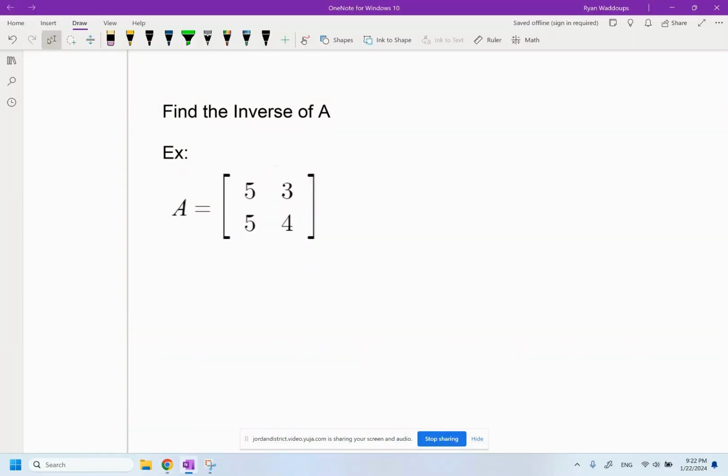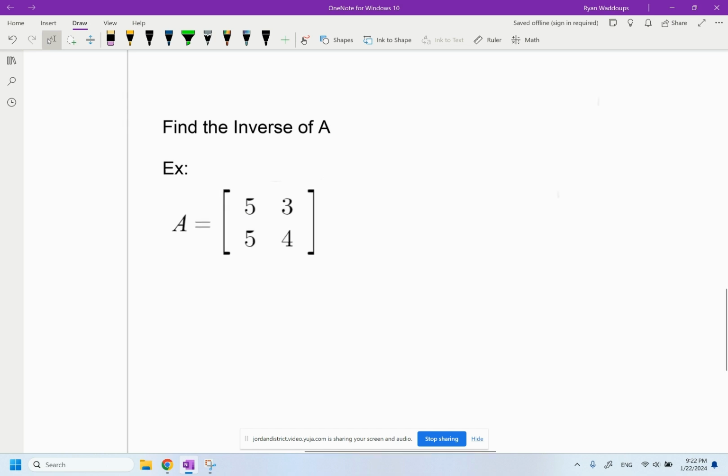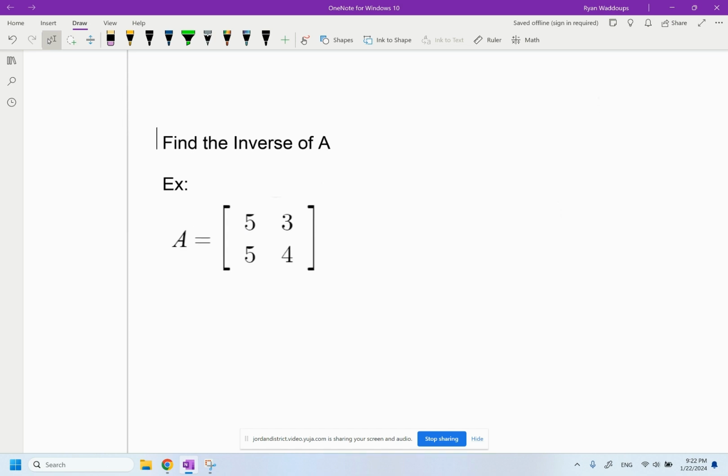Hi, welcome. This video is going to be about how we find the inverse of a 2 by 2 matrix. The inverse we're going to use later on to help us solve equations or systems of equations.